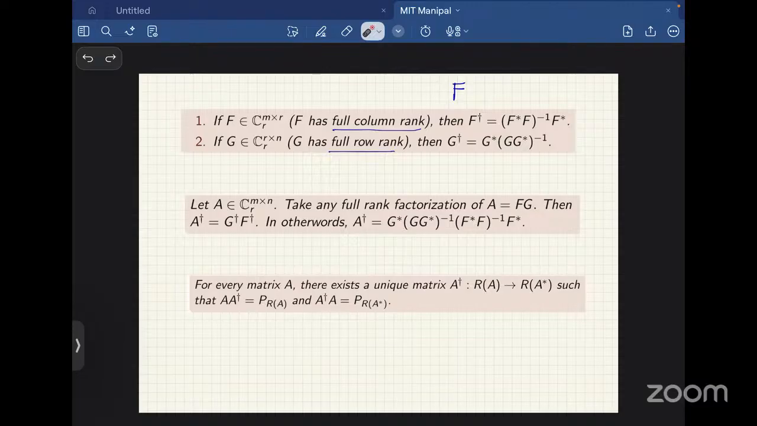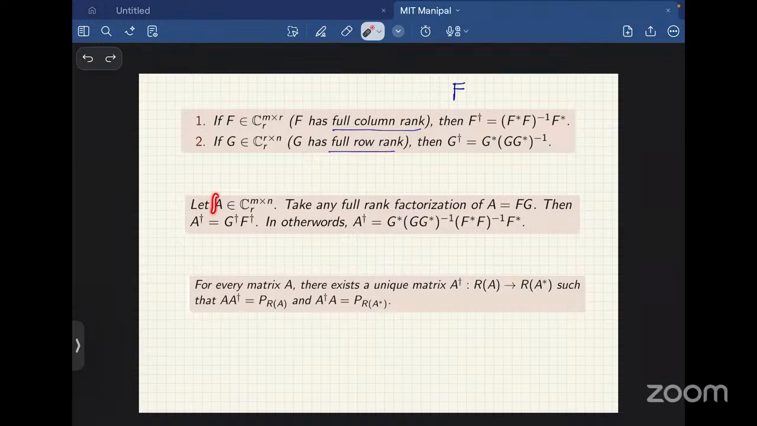So we will be finding F star F. F star is nothing but the conjugate transpose, and F star F will be invertible, and we find its inverse. Then we can find the Moore-Penrose inverse. Therefore, finding the Moore-Penrose inverse of a full row rank matrix or full column rank matrix is slightly easier.